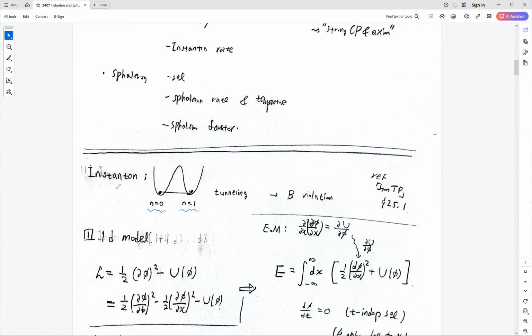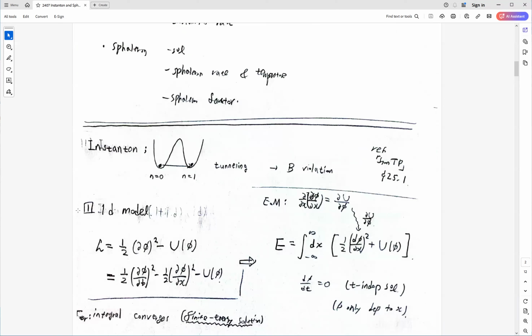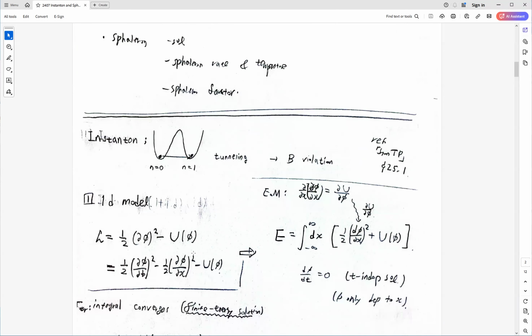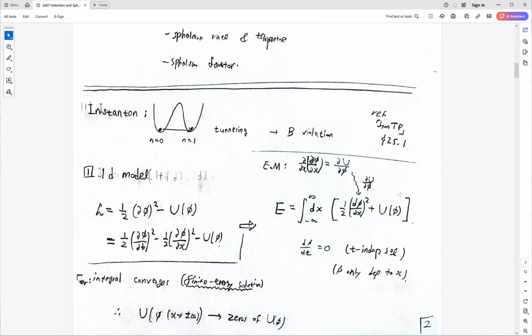For simplicity, first of all, we consider a 1D model with spatial and time homogeneity, so there is no time dependence. The Lagrangian is just given by the kinetic term and the potential term. Because this is 1D, we cannot decompose it into space-time derivatives. And the equation of motion is just given by such a form.